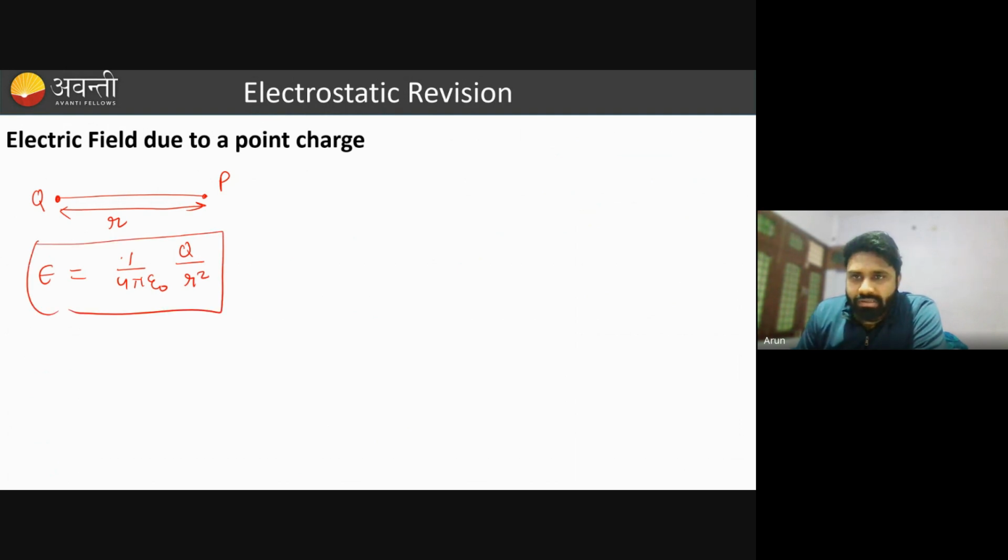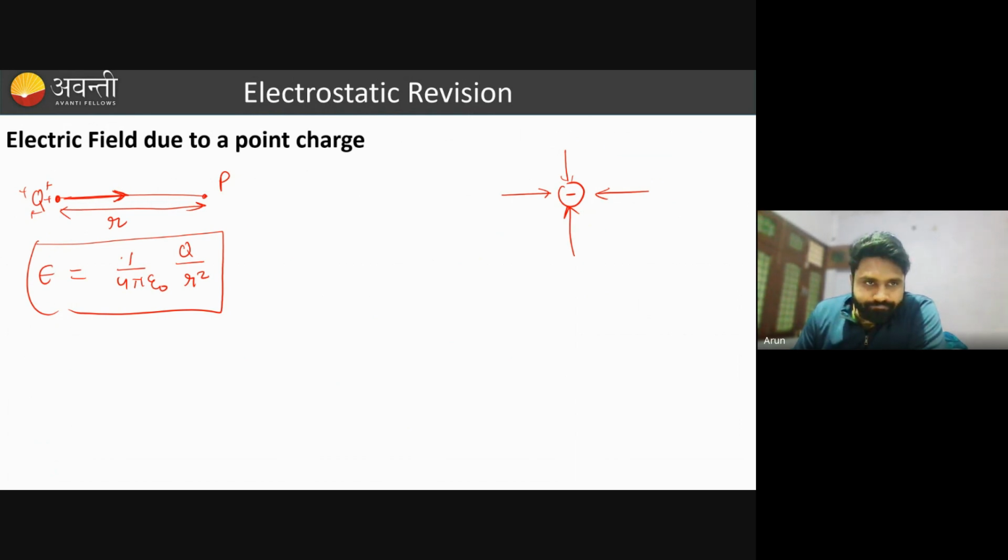I am talking about the magnitude. The direction of it, if the charge is positive, will be away from the positive charge, and for a negative charge it is towards the negative charge. Okay, this is for the point charge.